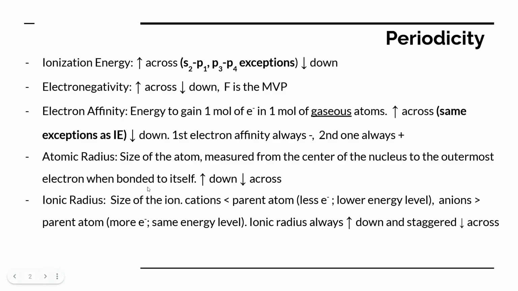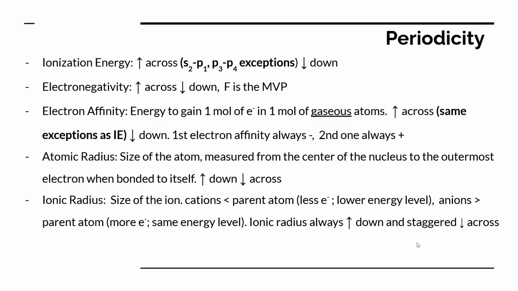Ionic radius is the size of the ion, and you need to know that cations are going to be smaller than the parent atom because they have less electrons and a lower energy level. And anions are going to be larger than the parent atom because they have more electrons with the same energy level. Now, you can tell what ion is going to be formed by any element based on its valence electrons. Now, ionic radius always increases down, and it has a staggered decrease across the group.